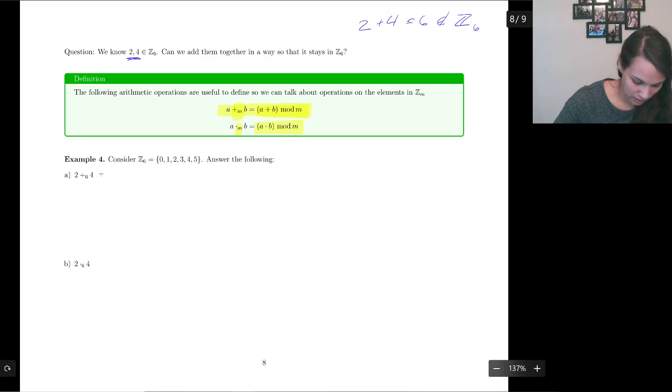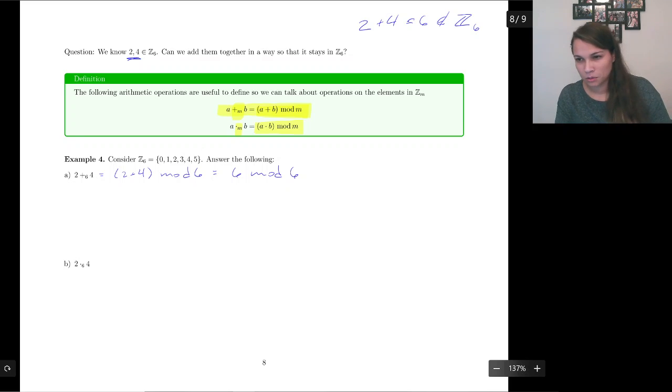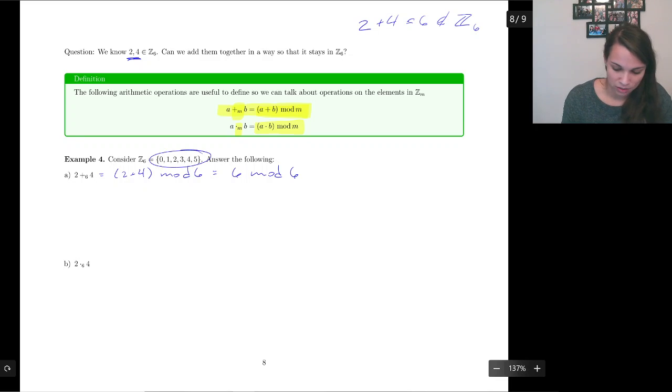So if we were to look at this, this would be the same thing as 2 plus 4 mod 6, which is going to be 6 mod 6. And then, yeah, sure, that's equal to 6, but we want to stay here in Z6. So out of these options, what is that going to be equal to? Well, 6 divides 6 minus 0, so that's going to be 0.